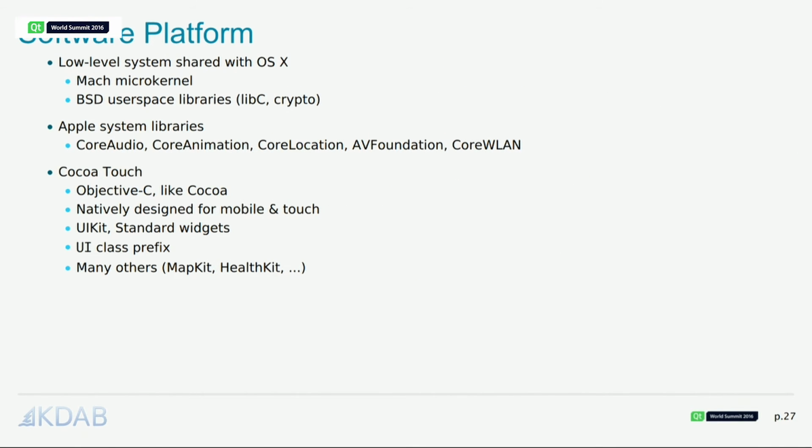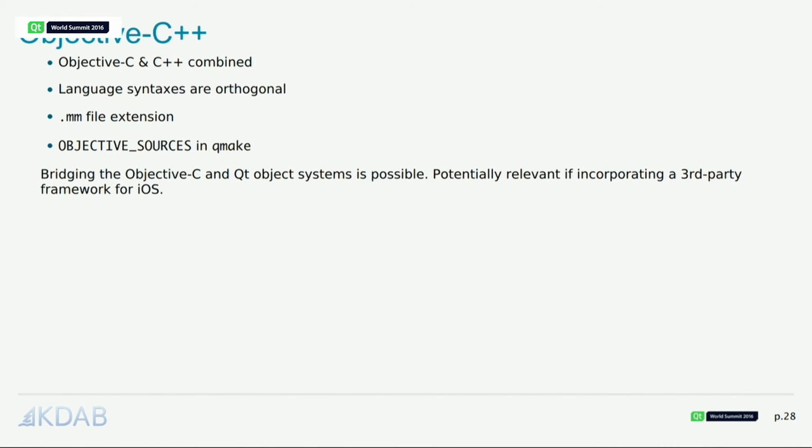Software platform-wise, I'm not going to go too much into that. In order to use the native toolkit, you need to use a language called Objective-C++, which is a great invention. Objective-C is a strict superset of C. Objective-C++ is a strict superset of C++. It's a space where you can write both Objective-C code and C++ code within the same source file. The source file needs to have a .mm file extension and be added in QMake to the objective sources, in which case it will be compiled by Clang slightly differently.